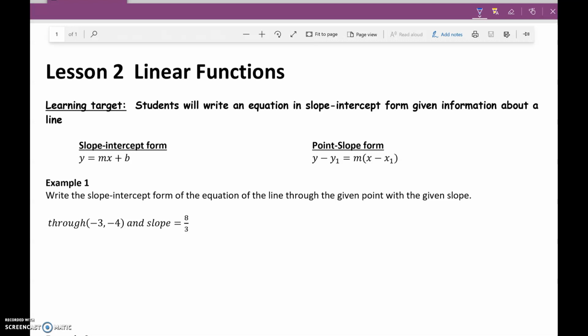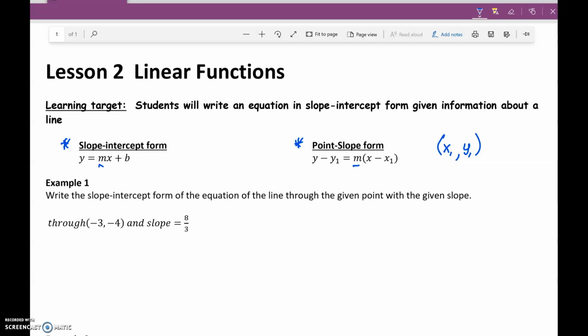Remember, there's two forms that we went over with linear functions. One was slope-intercept form, one was point-slope form. Point slope form, remember the y sub 1 and x sub 1, that stands for a point that you know. So x sub 1 is the x coordinate, y sub 1 is the y coordinate of a point that's given to you. And on both forms, remember m was the slope.